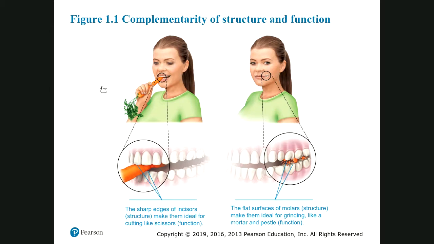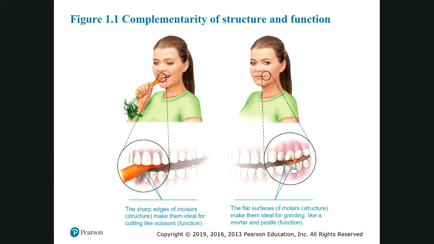Okay? So if we take a look at this diagram, if you can see my pointer here, there are two diagrams of the same individual. Now what we're looking at are the structures. The structures are the teeth. You have several different types of teeth. The teeth that we're seeing here are the incisors, and the teeth that you're seeing here in the second diagram are the molars. So those are the structures, the parts, the anatomy of the oral cavity of the digestive system.